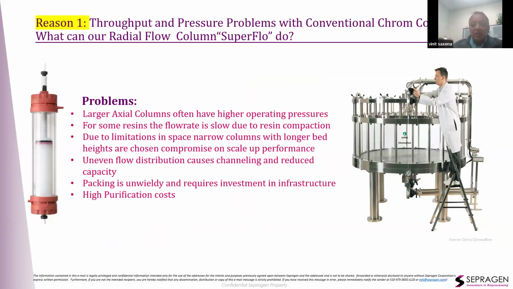So this is one of the problems with throughput and pressures, which are very, very common problems with conventional chromatography columns. And so what can radial flow columns do? Well, the problem, of course, with axial columns is that you have high operating pressure, because very often, even in a high trap column, somebody can do an ion exchange or HIC or affinity separation, but the manufacturers say, well, if you're going to run it at production, have a 20 centimeter bed.